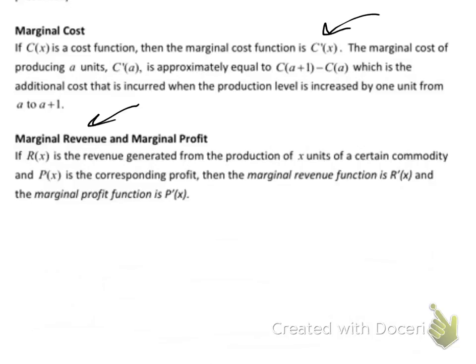Similarly, for marginal revenue and marginal profit, they are all prime notation. They are all the first derivatives of their individual functions. So marginal revenue is the first derivative of revenue. Marginal profit is the first derivative of profit. It's the change in profit. It's the rate of change. It is the slope of the profit and the revenue functions, respectively. So that should all be familiar. I just have it here again for completeness.